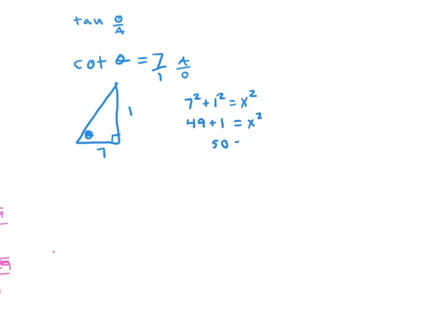Let's see. 50 breaks down into 25 and 2. 25 can come out as a 5. So 5 square root 2.